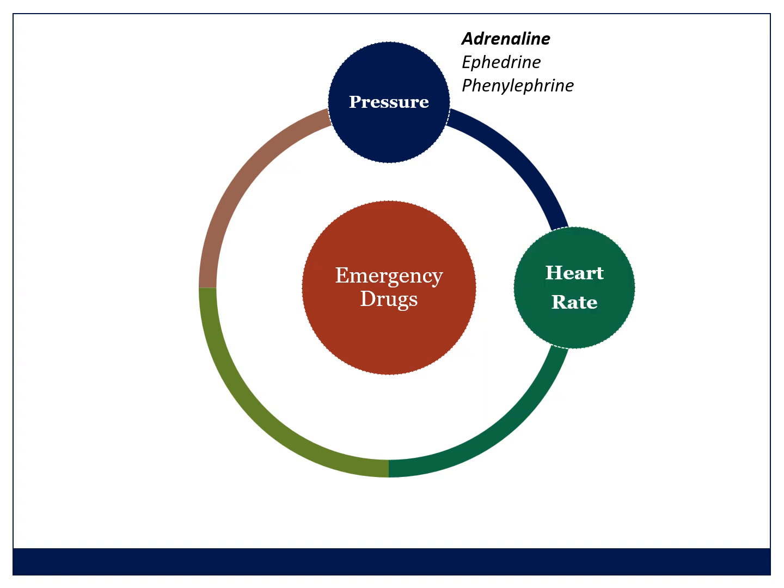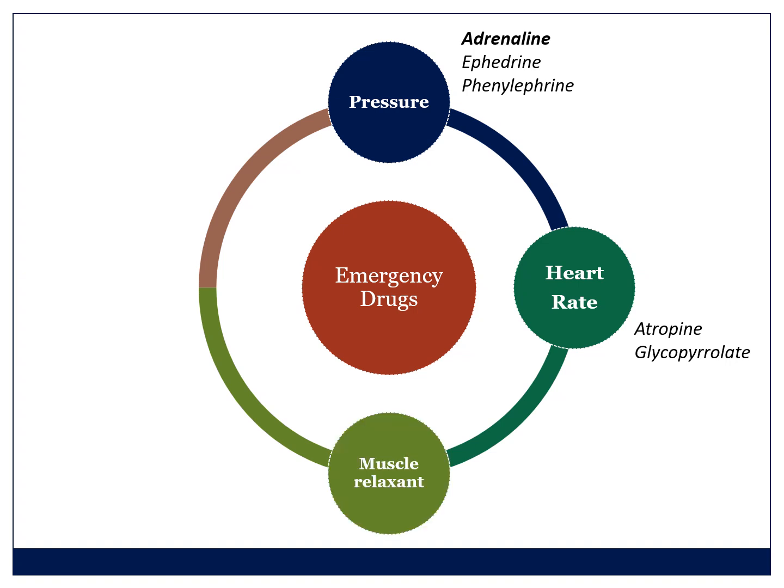Drugs that affect heart rate, usually that combat bradycardias, and these would be your anticholinergics, or more correctly your antimuscarinics, and the common two are atropine and glycopyrrolate. Of those two, we tend to use atropine because it's faster acting, but either actually will work.